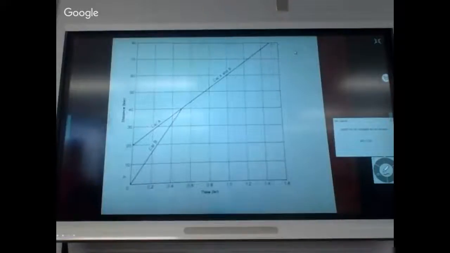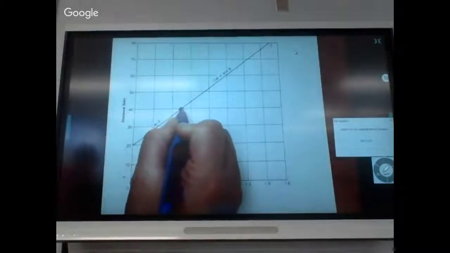Now, if you look at question 1, it says, how far did car A travel before it met car B? Now, car A met car B here. Can we all agree on that? Yes.